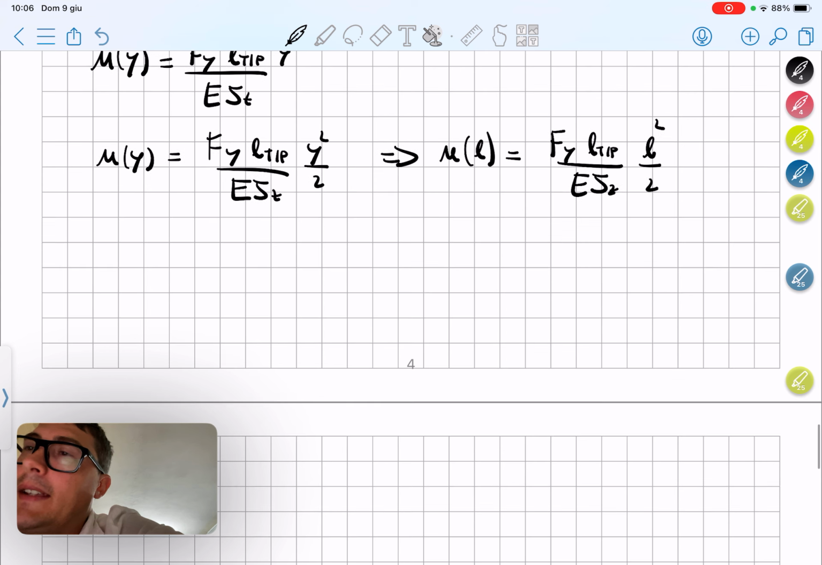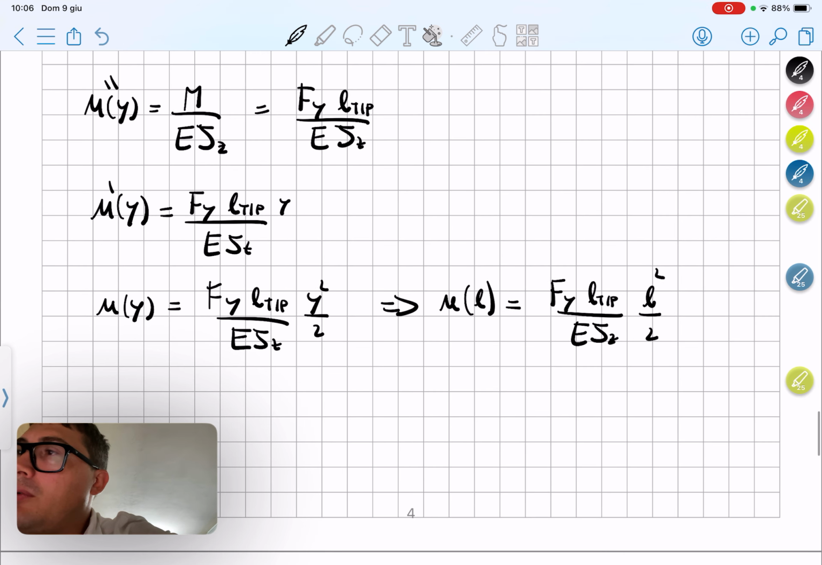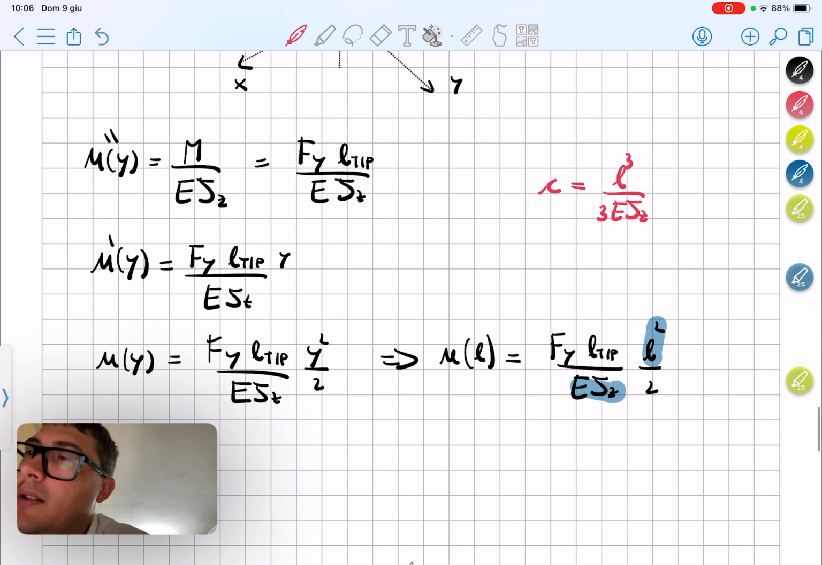Okay, but again, I would like to recall that we introduced our C as L cubed over 3EJz. So the trick here is to express everything in terms of C. We notice that there is this quantity L squared divided by EJz. So let me rearrange the red one in this way. I do C divided by L and then multiply by 3. So I get precisely L cubed divided by EJz, which is what I want.